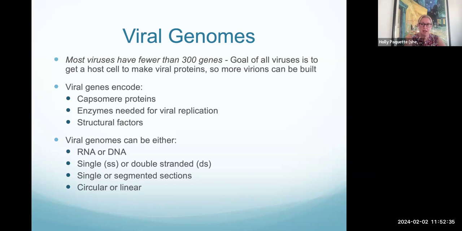The viral genomes can be either single-stranded or double-stranded. They can be single or segmented sections, and they can be either circular or linear. Whichever type of genome a particular strain of virus has, all of those virions will have it. But we know that, for example, influenza versus measles may have a different type of genome.